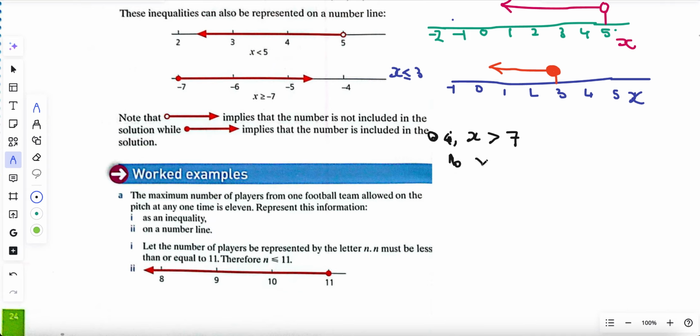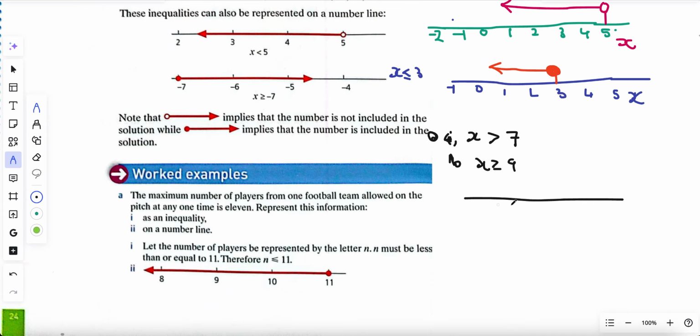Now we say here x is greater than or equal to, maybe let's say 9. Greater than or equal to 9. Okay, so if you have this, they ask you to show it in a number line. What you do, you draw your number line for the first one, which is 7.